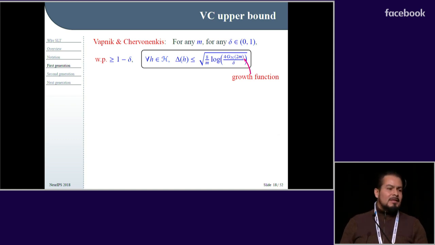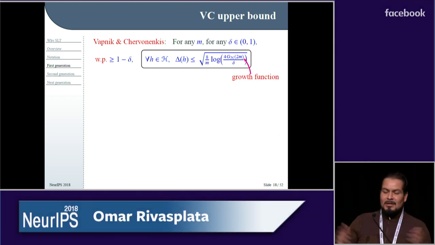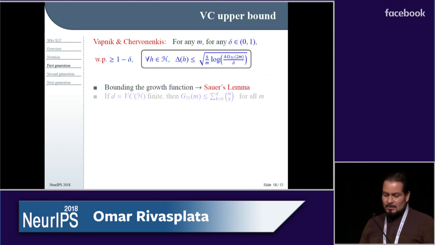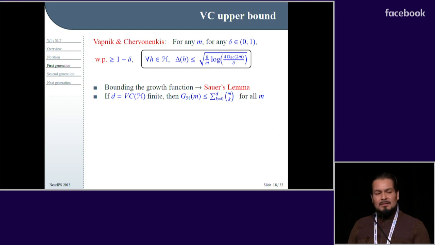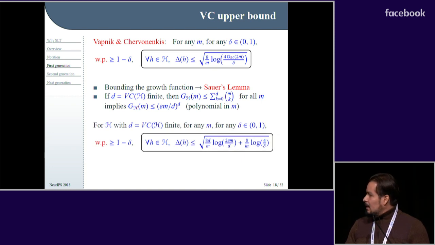However, if you do that, you end up with a very uninformative upper bound, because the log of the exponential, the log cancels the exponential, and you end up with a bound that basically does not depend on the sample size, it's constant in sample size. Things don't work all that nicely. But fortunately, there is a tool to handle the growth function that says that as long as the VC dimension of the function class is finite, then the growth function can be upper bounded by a combinatorial quantity, a sum of binomial coefficients, and that works for all sample sizes, which makes the growth function a polynomial in sample size, and then you end up with a generalization bound that decreases with sample size.